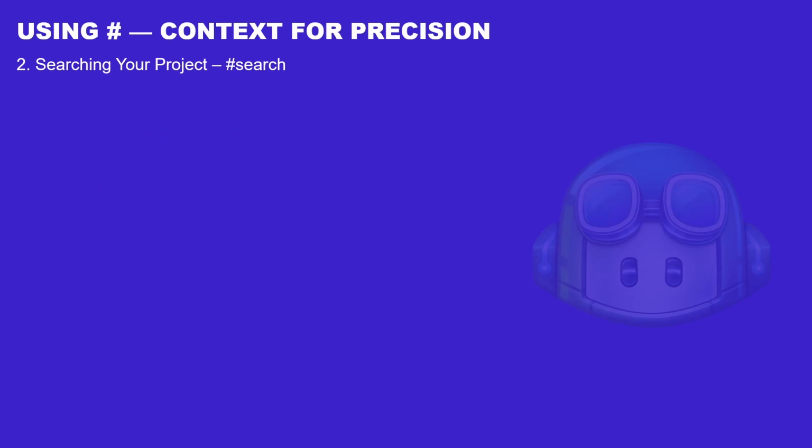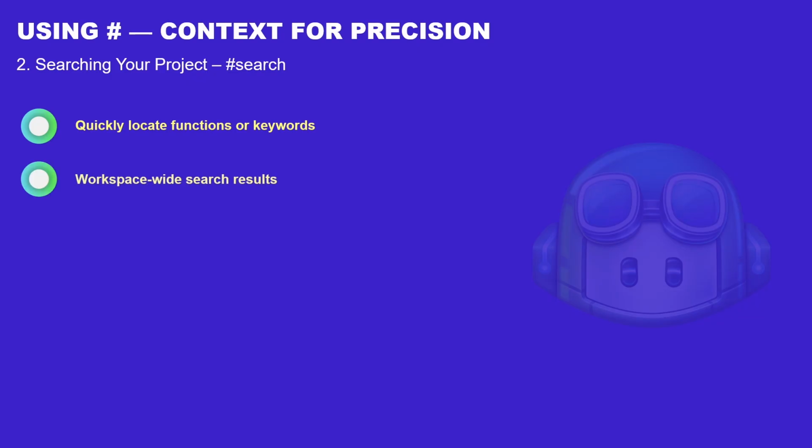Most of the time, you don't need the entire codebase. Just a quick lookup. That's where search helps. Finding manually where a function, variable, or keyword is used can take time. With search, Copilot instantly scans your workspace and returns precise results.